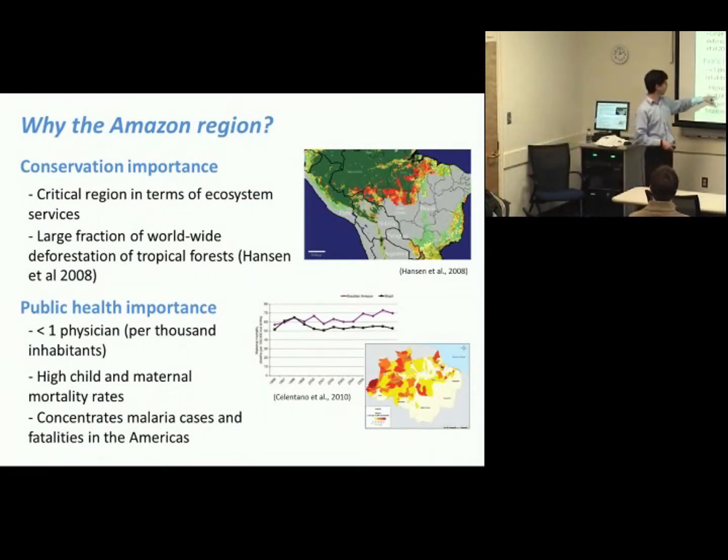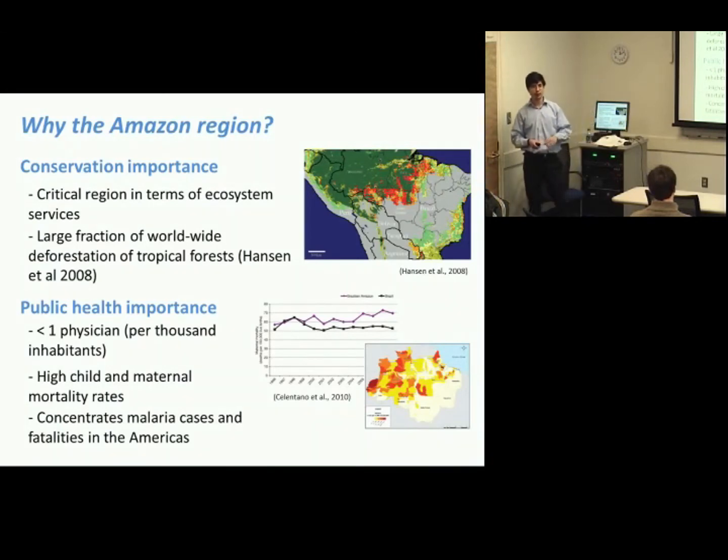This region has a very high child and maternal mortality rate. You can see this time series. This is the Brazilian Amazon, this is Brazil, and this is maternal mortality. It's around 60. For the U.S., it's around 21. So it's a lot smaller in the U.S.